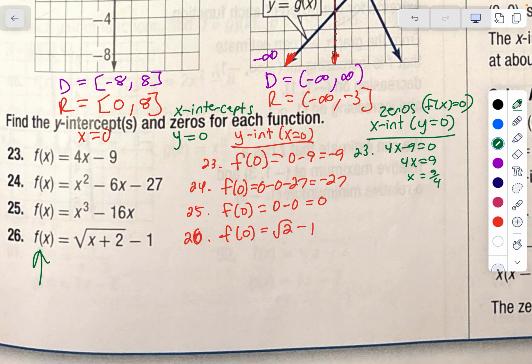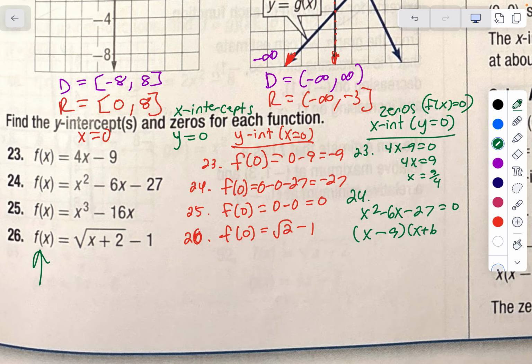Okay? Let's do the next one, 24. We're going to set x squared minus 6x minus 27 equal to 0. Now, we haven't practiced factoring a lot, but you should remember, hopefully, how to factor that type. We need the factors of 27 that have a difference of 6. 27 is 9 times 3. 9 and 3 subtract and get you 6. So those are the numbers we're looking for.